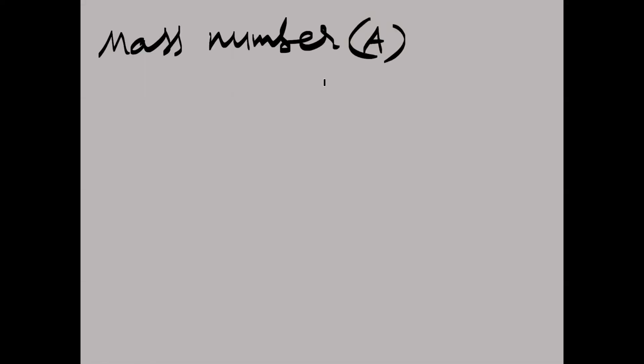Okay. Next one is mass number. Mass number is represented by A. So mass number is equal to what? Number of protons plus number of neutrons. So here A equals mass number.